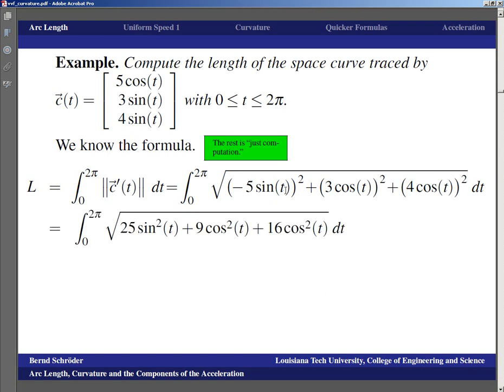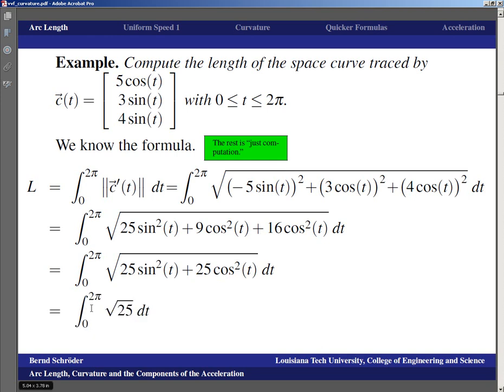So now we work out the squares. We still have an integral from 0 to 2 pi square root dt. Negative 5 sine t squared is 25 sine squared t, 3 cosine t squared is 9 cosine squared t, and 4 cosine t squared is 16 cosine squared t. And now we can add, right, so 9 plus 16 is 25, so we get the integral from 0 to 2 pi of square root of 25 sine squared t, just copied, plus 25 cosine squared t dt. Now we know sine squared t plus cosine squared t is 1, so we end up with the integral from 0 to 2 pi of square root of 25 dt, which is the integral from 0 to 2 pi of 5 dt, and that's 10 pi, and that's it.